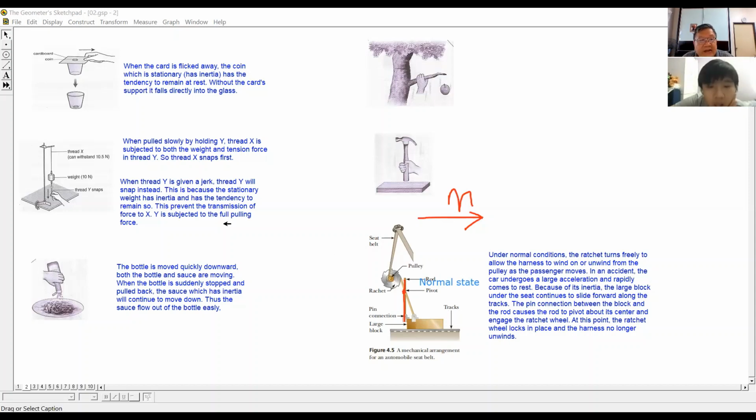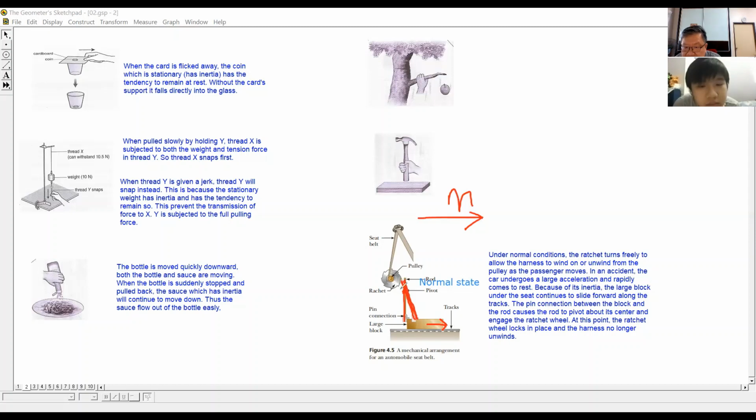So during this second stage, when the block continues to move forward because of its inertia, it will pull the rod along. Since the rod is pivoted at this point, the rod will tilt towards the ratchet. When the block moves forward, it carries the rod along, so the rod gets tilted.